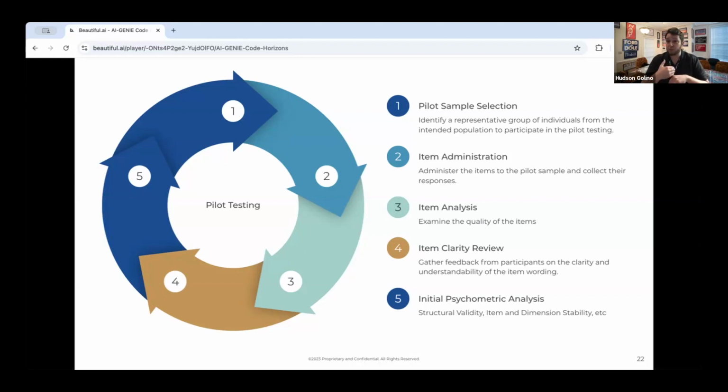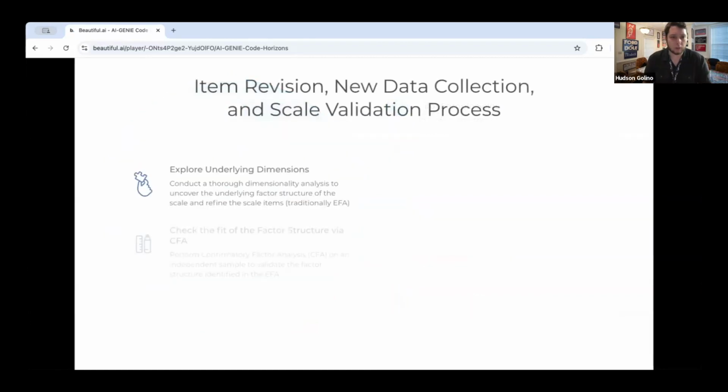We ask the participants to provide feedback and to review the items so we can gather information about the clarity and the understandability of the item wording. And then we do an initial round of psychometric analysis, usually searching and trying to understand the structural validity of the instrument, item dimension stability, the factorial structure, item quality, and so on.